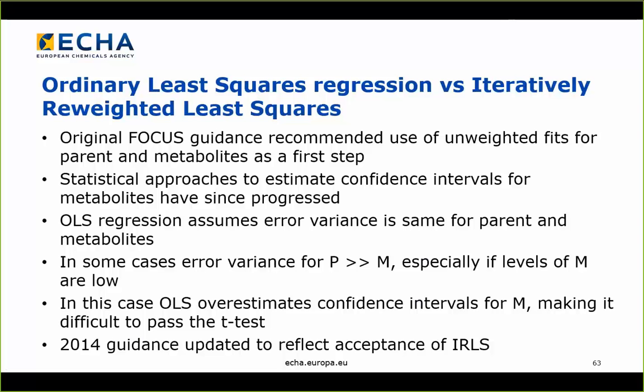So when James was talking about not just simply looking at the 0.05 tick across, you might want to consider which process you've used, IRLS or OLS, for your metabolites. You should get the same answers for the parent. In 2014, the FOCUS guidance was updated and a clarification was included to indicate that OLS or IRLS is acceptable for use. But it's worth noting, when you're looking at your results, to be aware of which one you're using, especially when you're looking at metabolites.